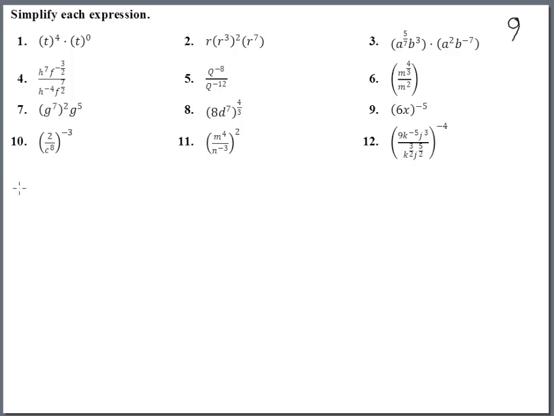Here we are on page 9, answers 1 through 12. Start with number 1. Here we have t to the 4th and to the 0. Anything to the 0 is 1, so we just have t to the 4th.